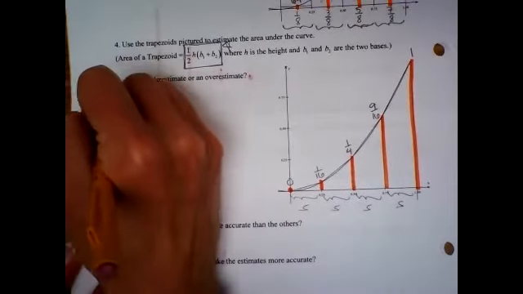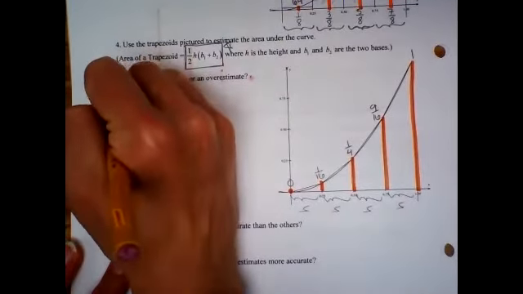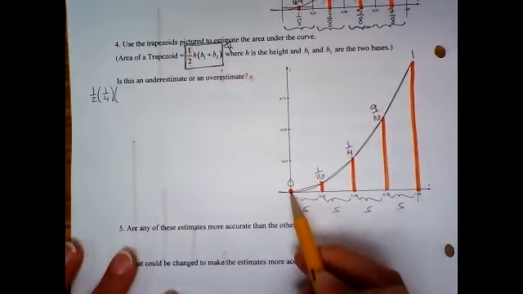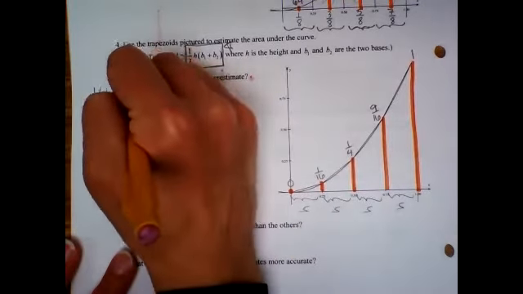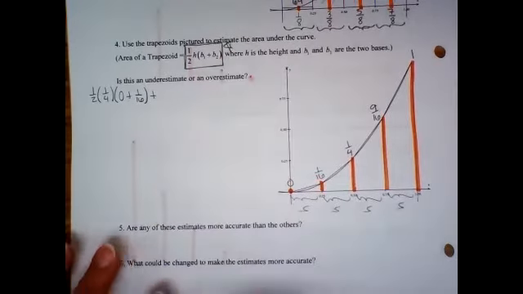It will be 1/2 times the height, which is the length of the subinterval. That would be 1/4. And then you add the bases together. So it would be 0 plus 1/16. So that's the first one. 1 down, 3 to go.